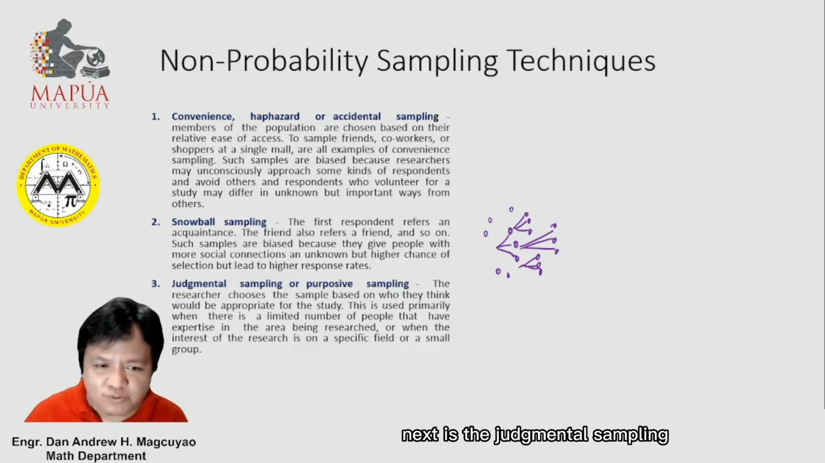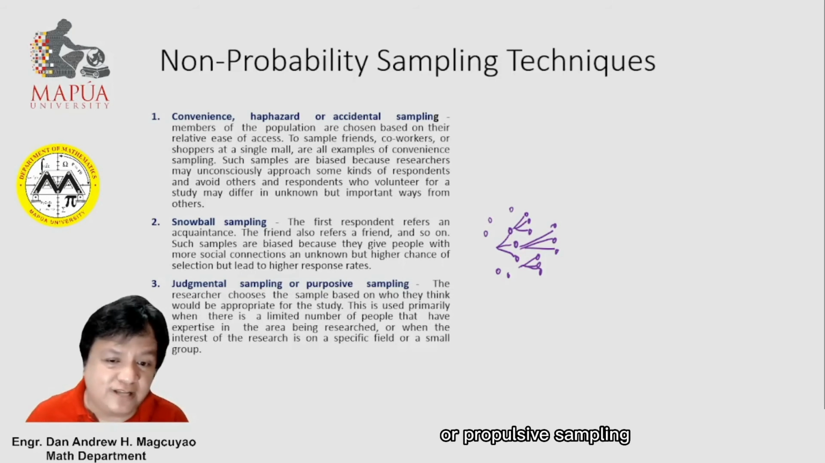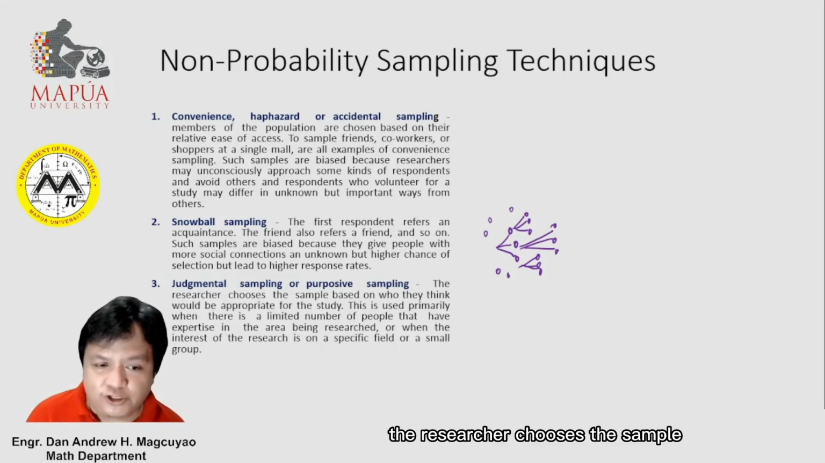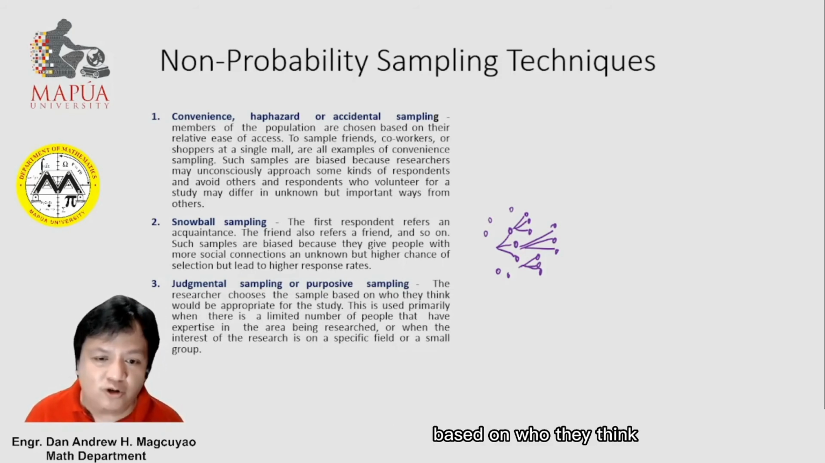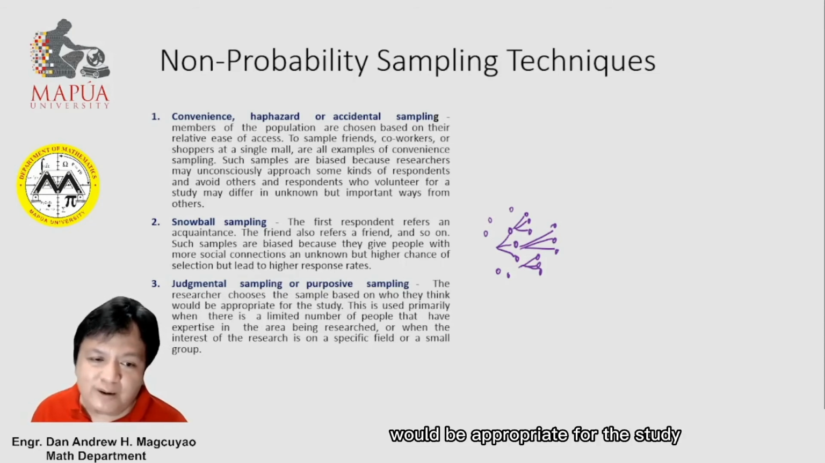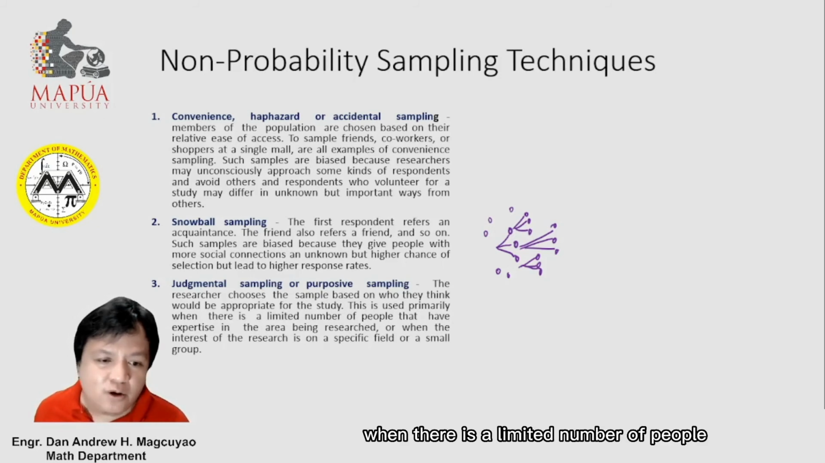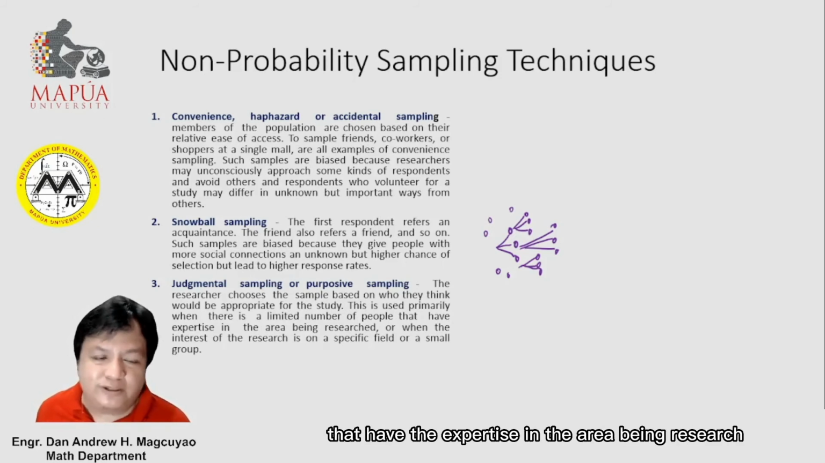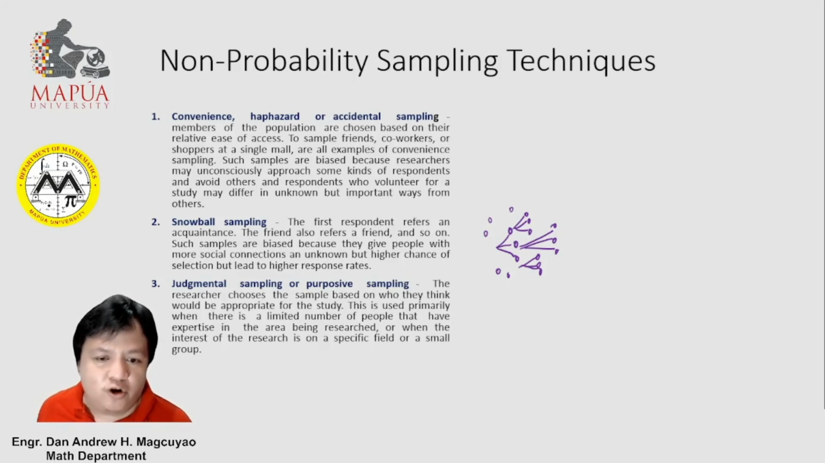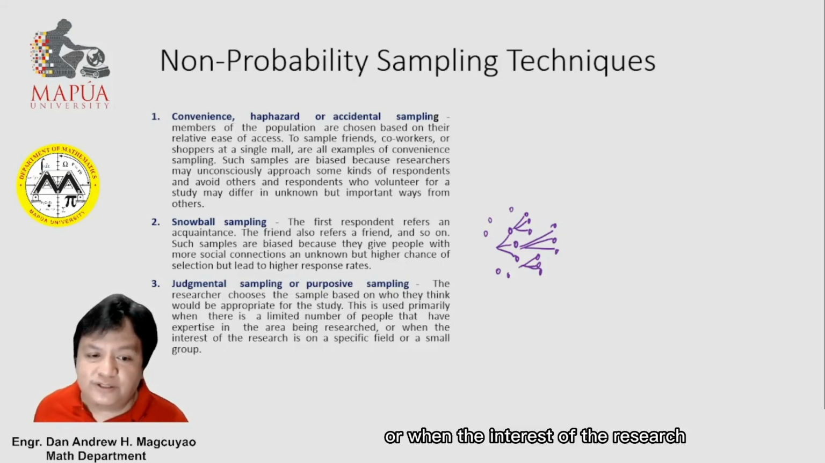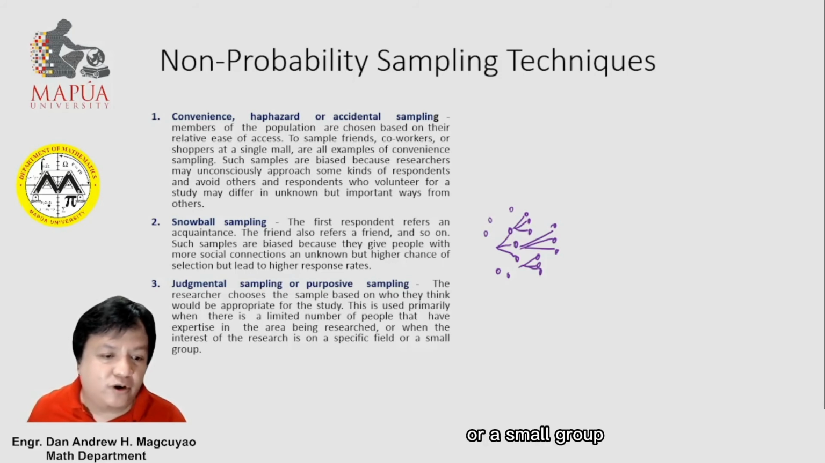Next is judgmental sampling or purposive sampling. The researcher chooses the sample based on who they think would be appropriate for the study. This is used primarily when there's a limited number of people that have the expertise in the area being researched, or when the interest of the research is on a specific field or a small group.